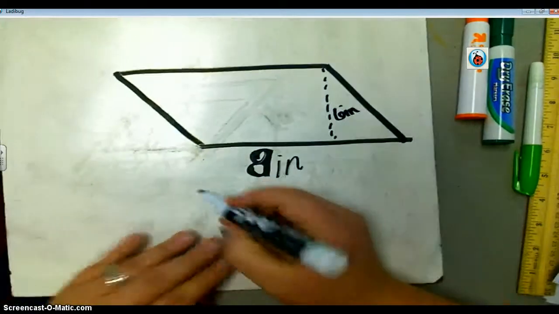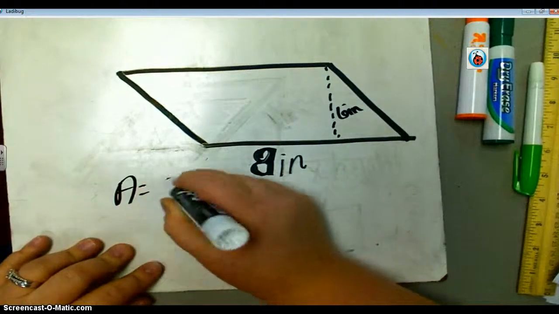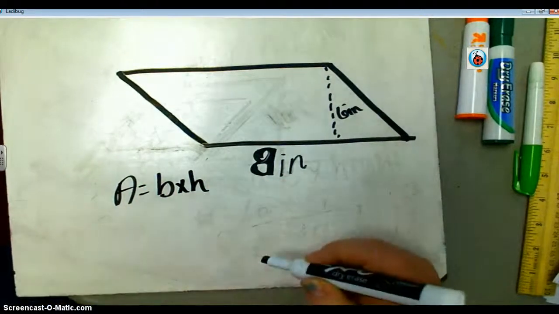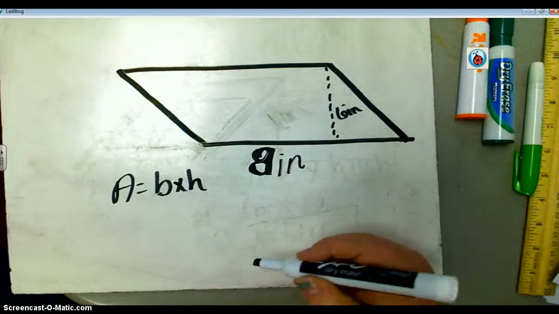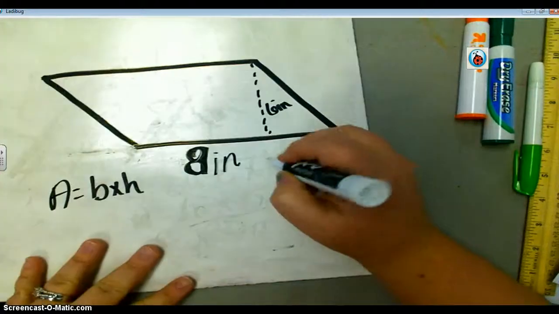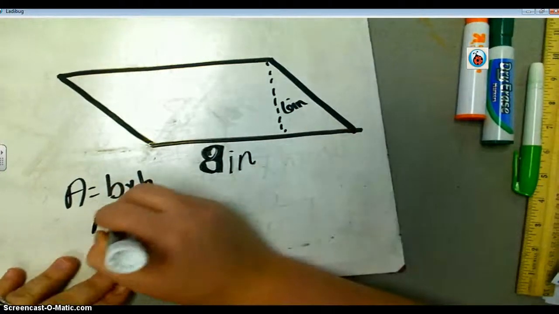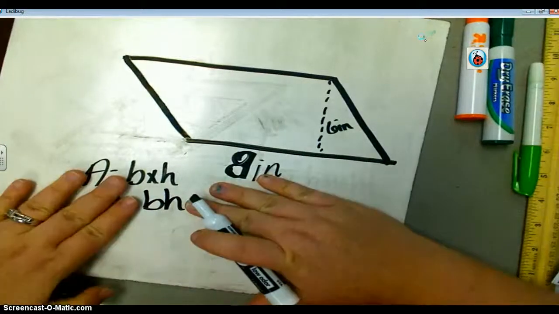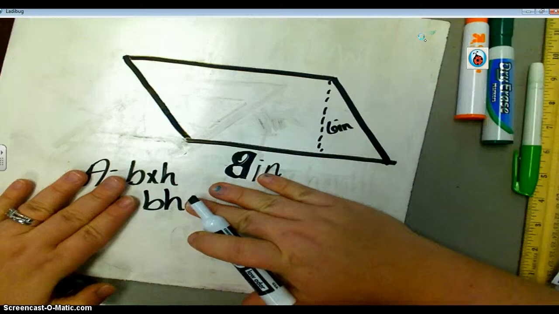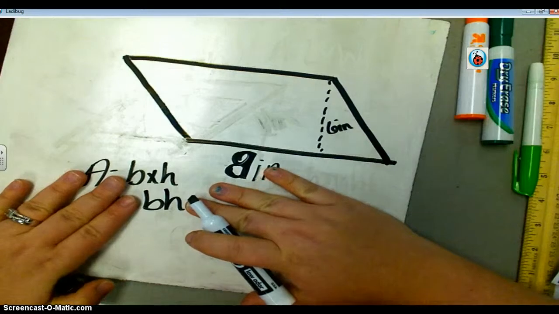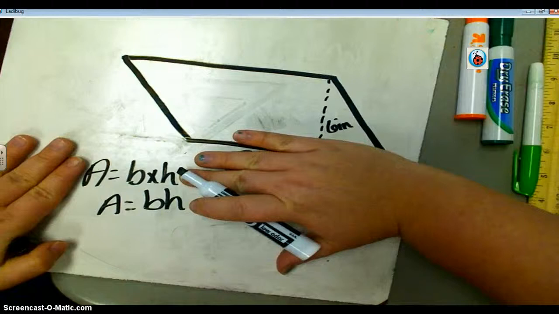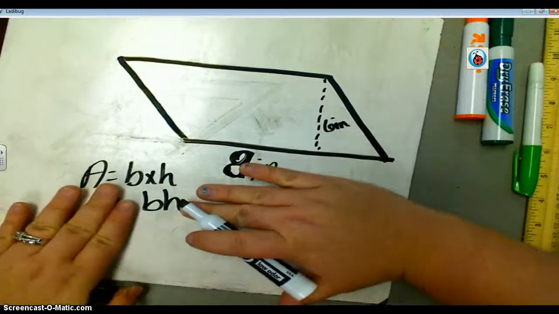Okay? Again, area of a parallelogram equals base times height. Again, we could see this written as, just to help make you familiar in case you see it this way, A equals BH. Okay? Anytime I have 2 letters right next to each other like that, that means I have to multiply. So you may see it this way, B times H, or you may see it this way, BH.